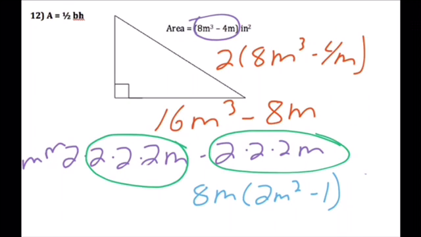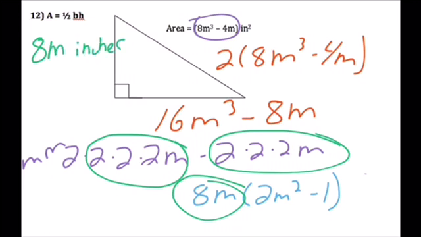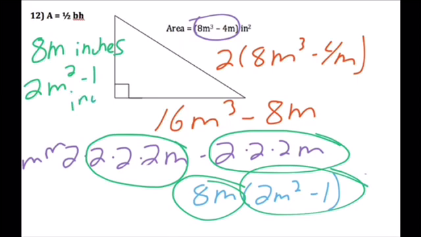So all I did was I took this one and said I've got 8m inches. That's one of my sides. Then I took the other one and I said I have 2m squared, subtract 1 inches. So those are my base and my height. And it doesn't matter which one you say is which. We're just finding them.